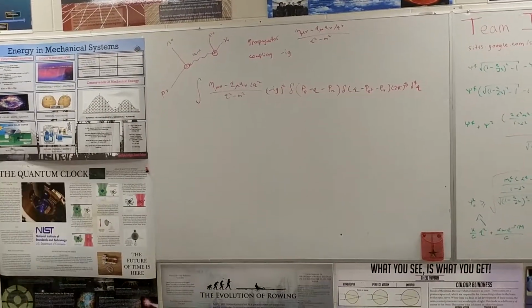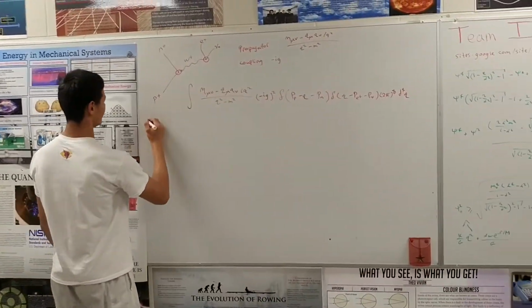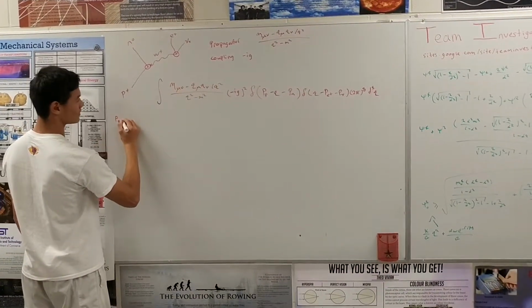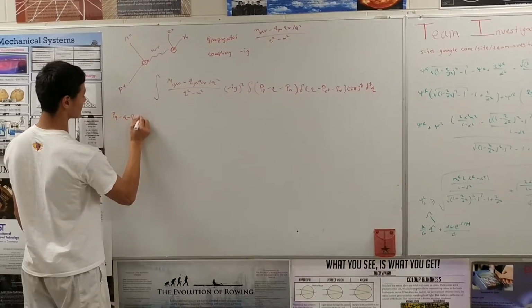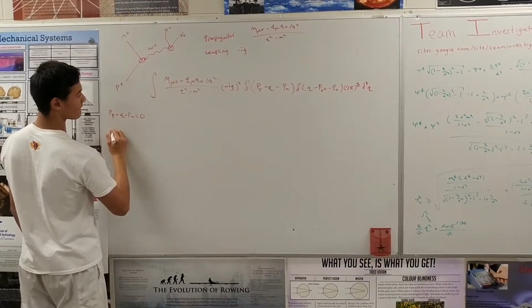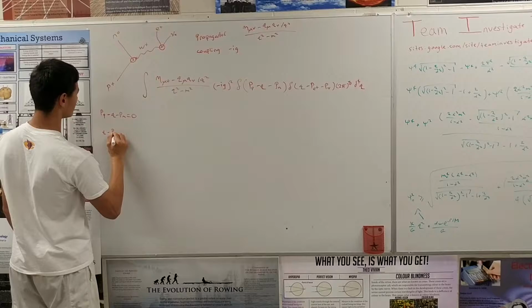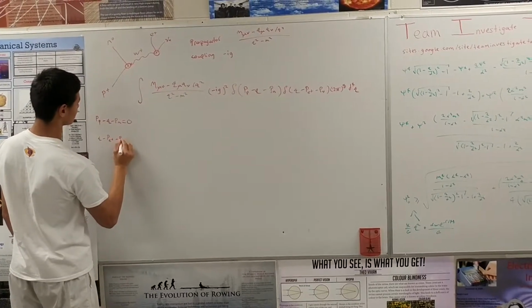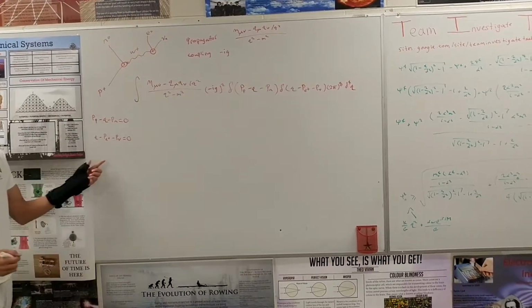So basically then you can just say that either P minus Q minus N equals 0 or Q minus P minus N equals 0, and you just use one of these to solve for Q.